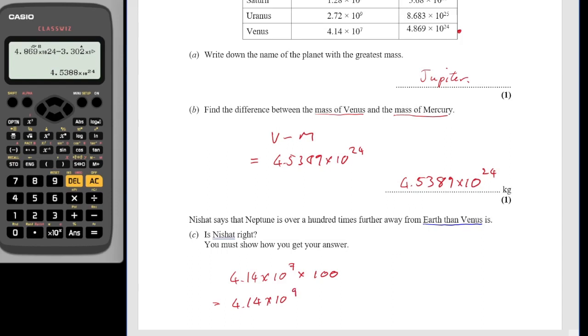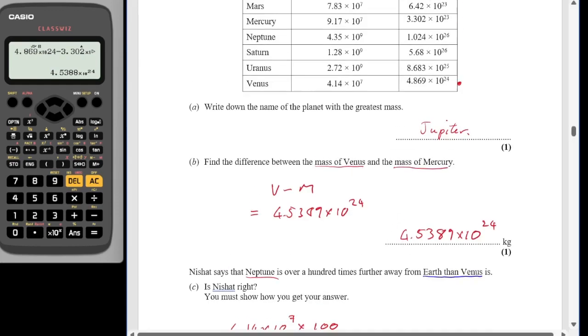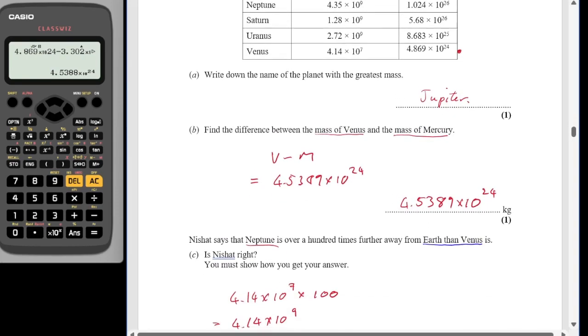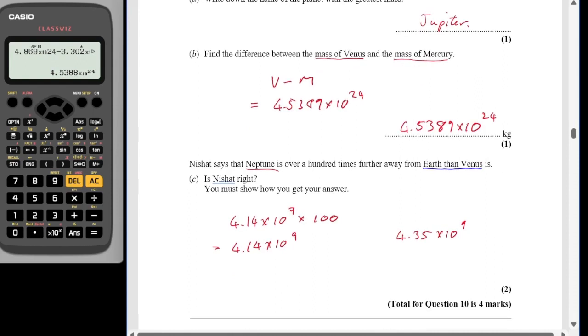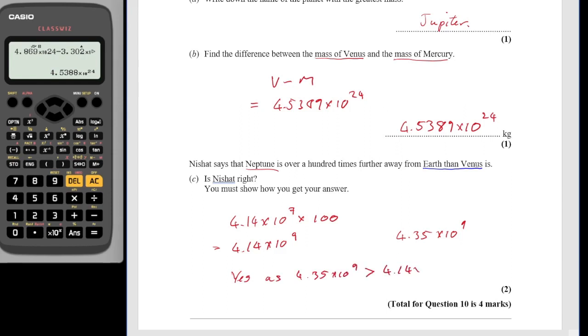So how does that compare with the Neptune? So Neptune was 4.35 times 10 to the 9. So that is correct. So are they right? Yes. As 4.35 times 10 to the 9 is bigger than 4.14 times 10 to the 9. And arguably you could have actually missed off the index part and said 4.35 is bigger than 4.14, as we've got the index parts are identical.